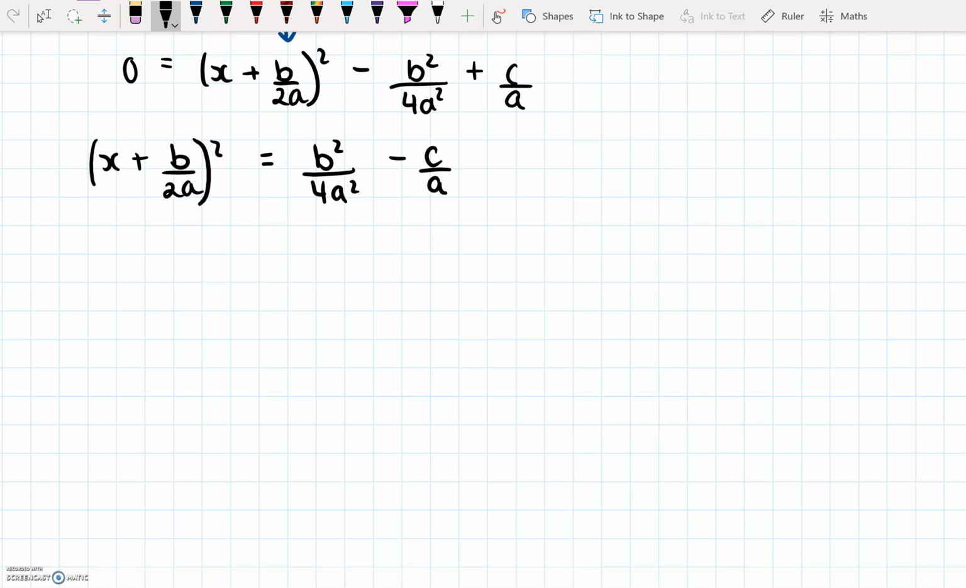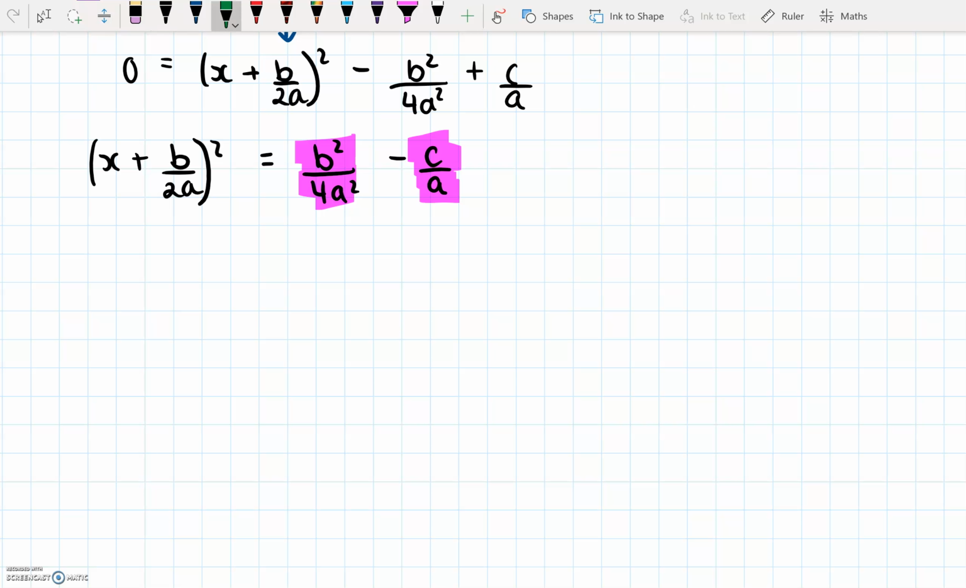Okay, so all we've done here is we've moved the b squared over 4a squared and the c over a to the other side, but I've also flipped it around just to keep the x on the left. Okay, so at this point, the main thing we need to do now is just tidy it up. Once we've tidied it up, we can start isolating the x. Okay, so to tidy this up, we want to put these two fractions together. All right, in order to do that, the denominators must be the same.